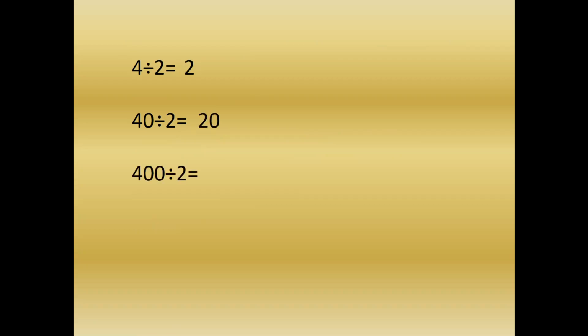What about 400 divided by 2? So we have 400 divided by 2. So we start with taking away our zeros. So it would equal just 4 divided by 2, which we know is 2. Then we have to add on our zeros again. How many zeros are in 400? There's 2 of them. So that means our answer would be 200. So 400 divided by 2 would equal 200. So that's pretty easy. Let's try it once more.